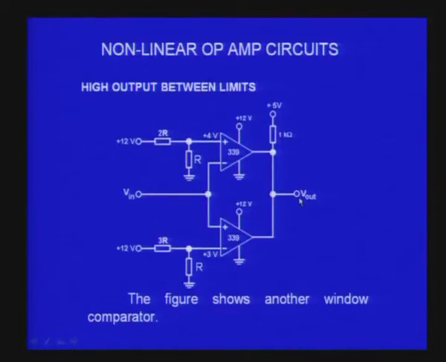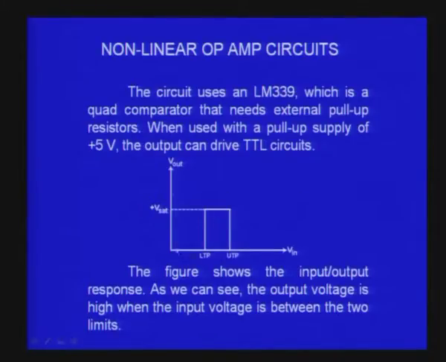So this is what is going to happen, and that is what is shown in the corresponding output graph that you see here. Below the LTP, the output is 0, above the UTP, the output is 0, but between LTP and UTP the output is 1, or the output is the maximum voltage, in this case plus 5 volts or Vsat, in this case it is plus 5 volts. That is what you get.